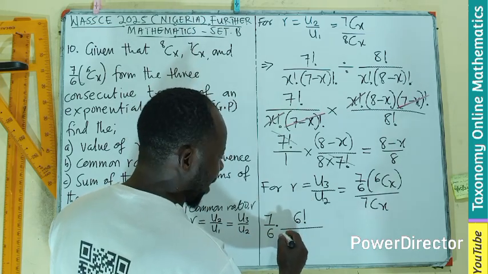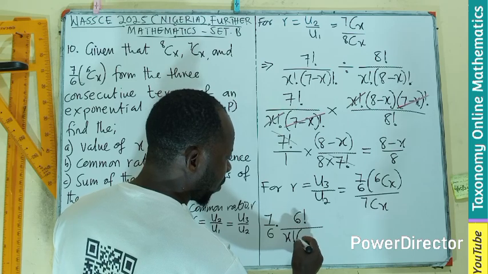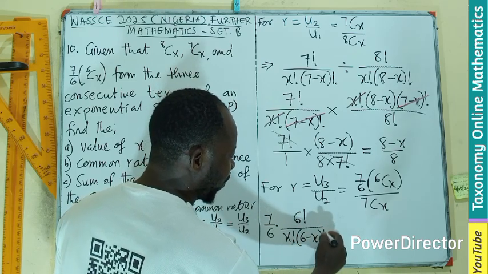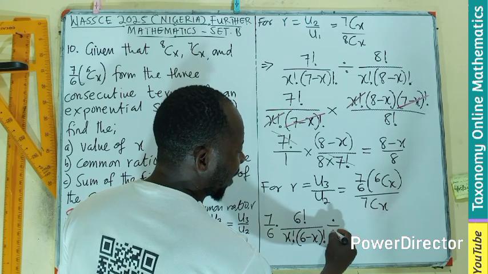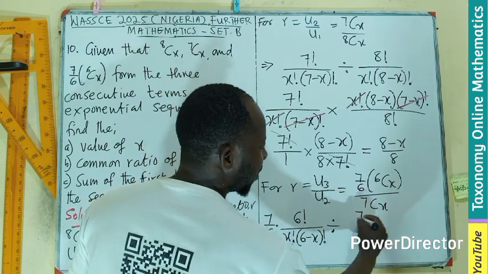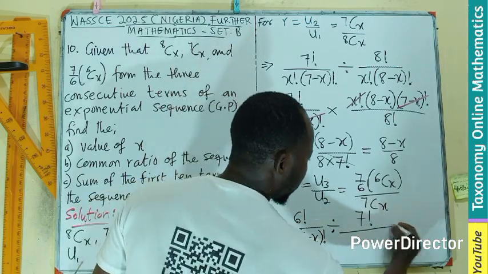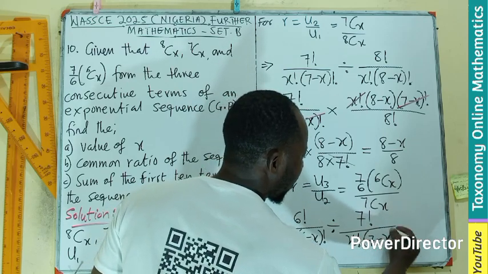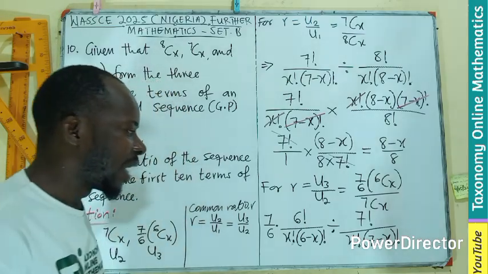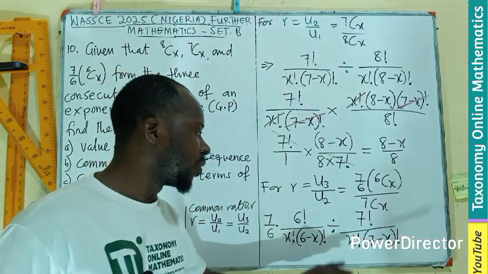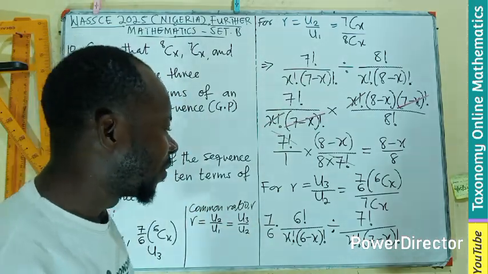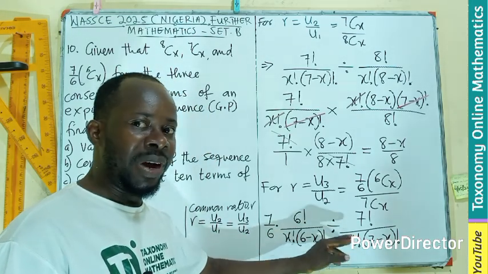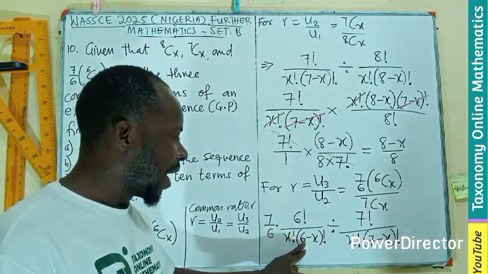divided by x factorial, 6 minus x all factorial, divided by 7 factorial, x factorial, 7 minus what? x, all what? Factorial. I guess at this point, after expanding this, you know what will happen in this place. We are now going to turn this to multiplication, flip this fraction over. We are seeing 6 here.